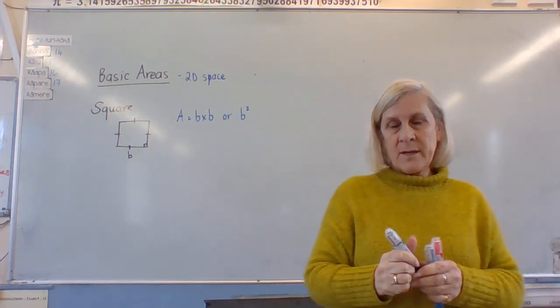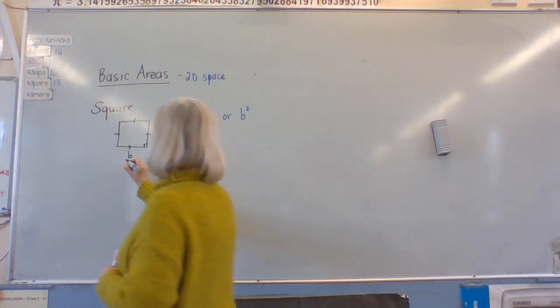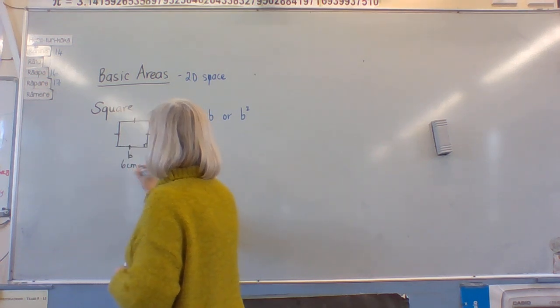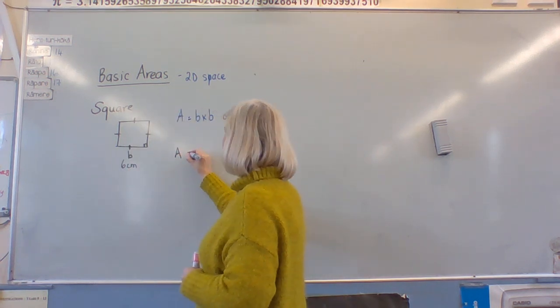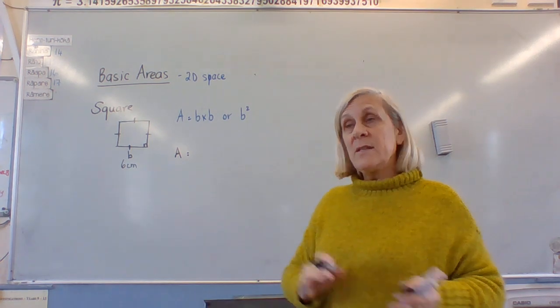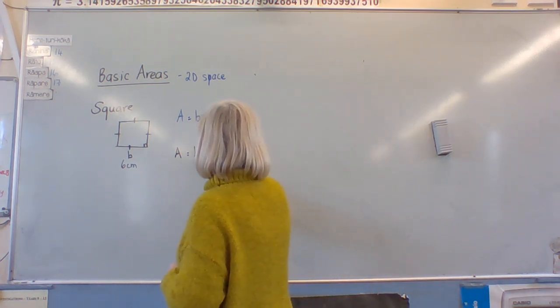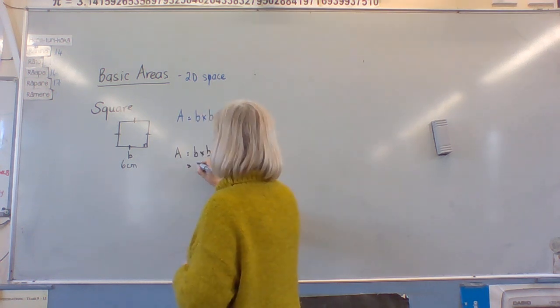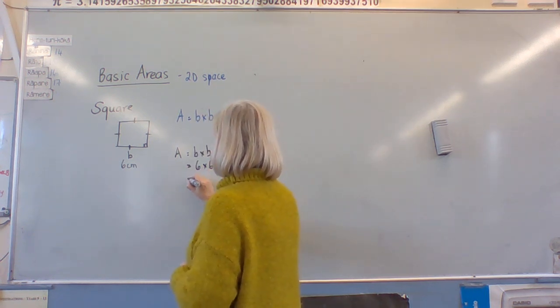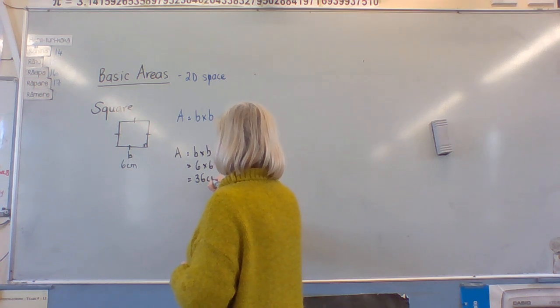So if we have been told that this measurement is 6 centimetres, then we would write A for area. Happy with A for area? It's just acknowledging that that's what it is. So B times B, or B squared, 6 times 6, 36 centimetres.